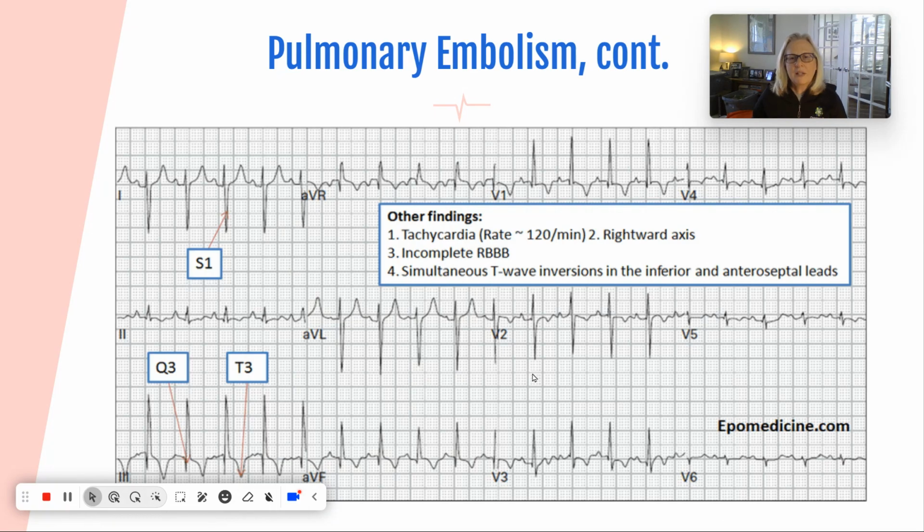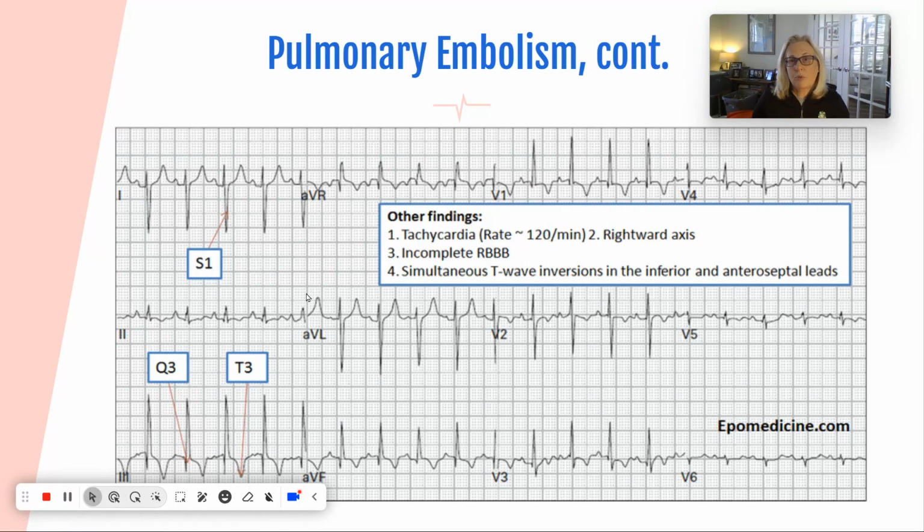I have another picture here. This is an example of a pulmonary embolism. Number one, it's a little bit tachy. His heart rate is about 120. They have what's called an incomplete right bundle branch block. We haven't gotten to that yet. That's not super significant in a pulmonary embolism, so I'm not going to worry about that right now. But you're going to see those T wave inversions, specifically in this one down here, and you might see some in V1 through 4 as well.